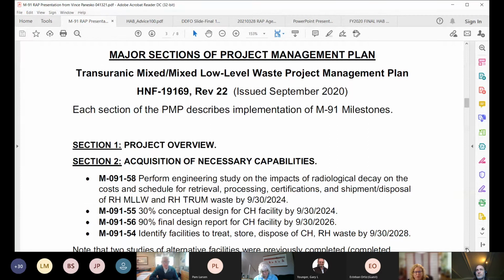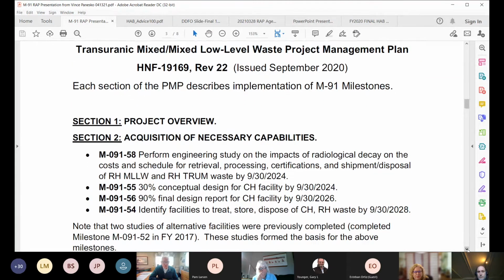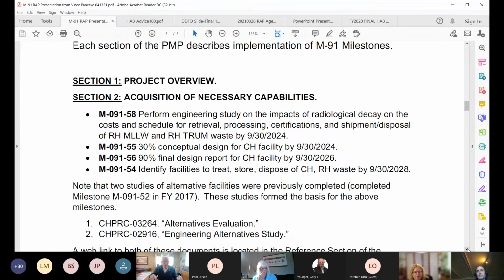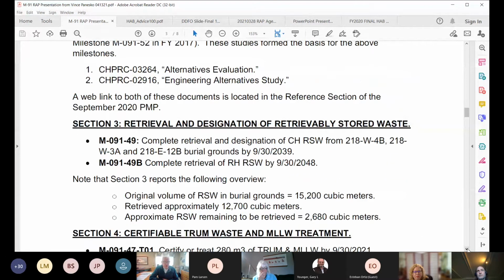What you learned is that the M91 is implemented by the project management plan. We're just going to call it the PMP. And the last issue was September 2020. And it has 8 sections. These sections address how M91 is implemented. Let's go to section 3. We'll come back to section 2 later, but let's look at sections 3 and 4.